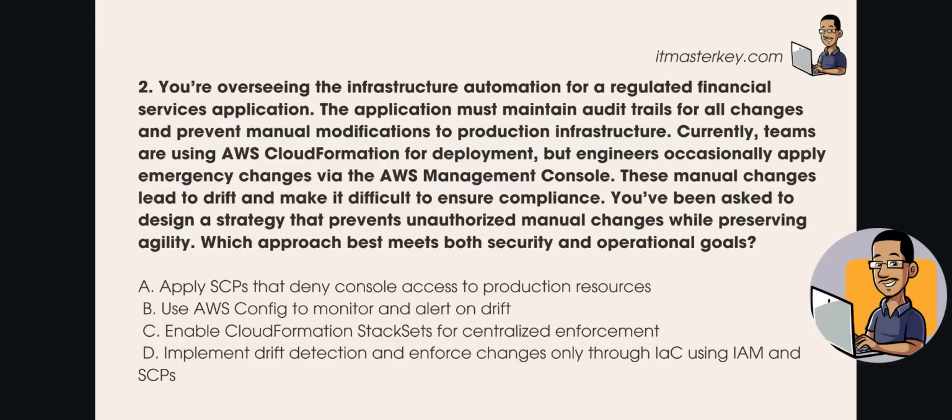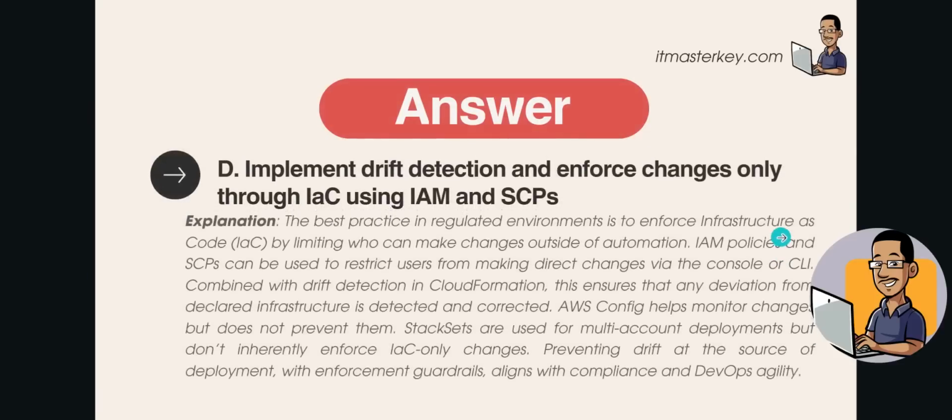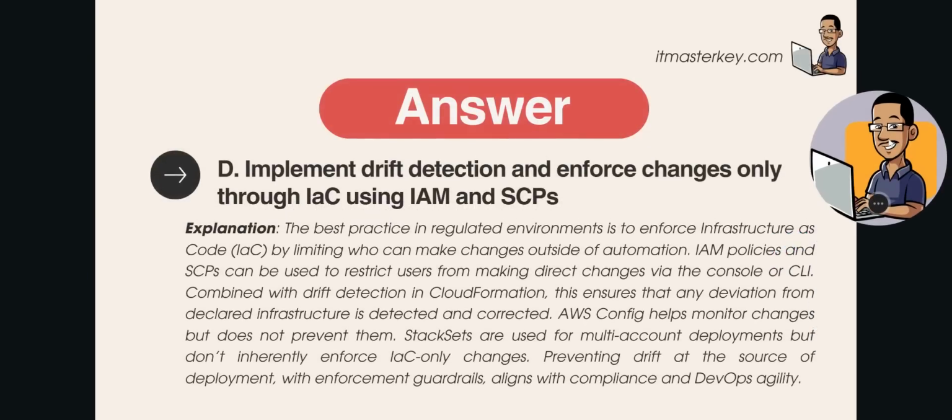Three, two, one. So the best way would be to implement drift detection and enforce changes only through IaC using IAM and SCPs. The best practice in regulated environments is to enforce infrastructure as code, or IaC, by limiting who can make changes outside of automation. IAM policies and SCPs can be used to restrict users from making direct changes via the console or command line interface.